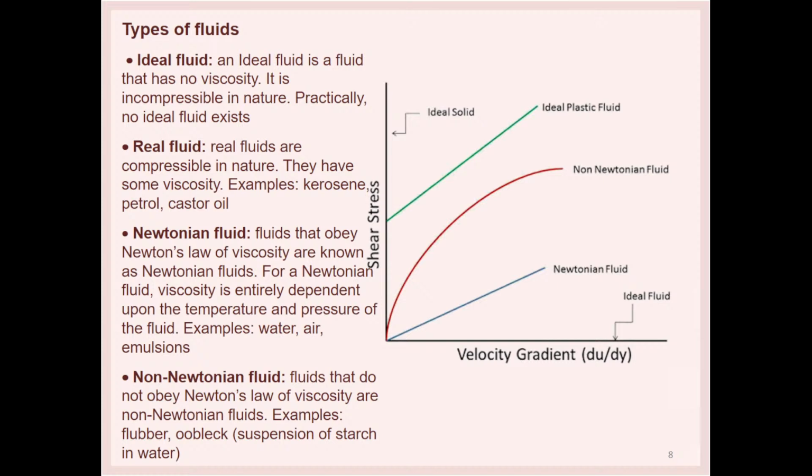A Newtonian fluid is a real fluid that obeys Newton's law of viscosity. For a Newtonian fluid, viscosity is entirely dependent upon the temperature and pressure of the fluid. A non-Newtonian fluid is a real fluid that doesn't obey Newton's law of viscosity. And these two graphs illustrate the two kinds of fluids, Newtonian and non-Newtonian.